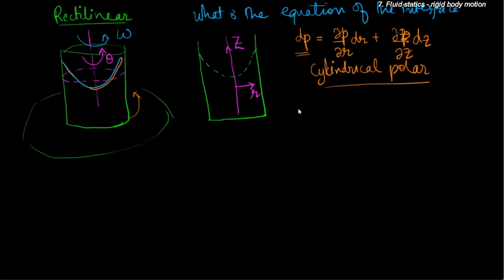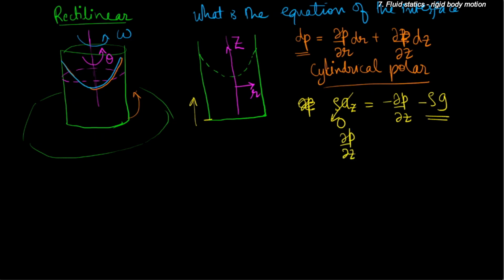Now we can write in a straightforward manner that rho times az is going to be minus del p del z minus rho times g, and this is true. However, there is no acceleration of the beaker in the z direction. The only force acting on the fluid elements in the z direction will be that due to gravity. Thus this particular term will vanish. So we have del p del z is equal to minus rho g.